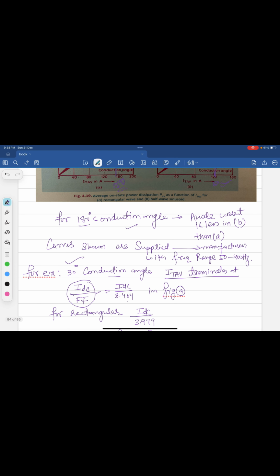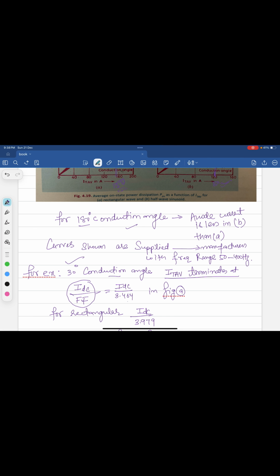Also we can see the average on-state power loss, that is, it rises up to 240 if we take conduction angle 180 degrees. If we see it for half wave sinusoidal, it is approximately 210. So the curves shown here are supplied by the manufacturer.